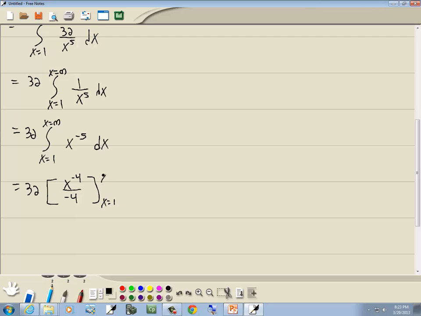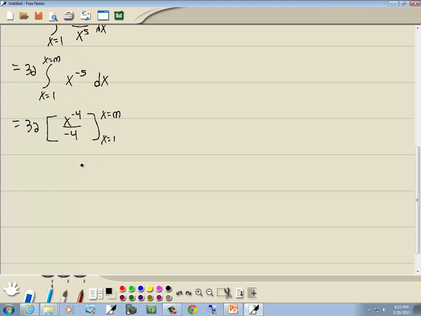From x equals 1 to x equals infinity. Now that negative 1/4 I can put out in front. So we've got 32 times 1 over negative 4. And we're left with the x to negative 4 inside, and I can put it back down in the denominator, and it becomes 1 over x to the 4th. From x equals 1 to x equals infinity.